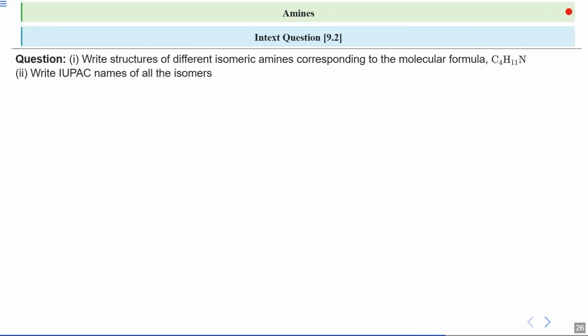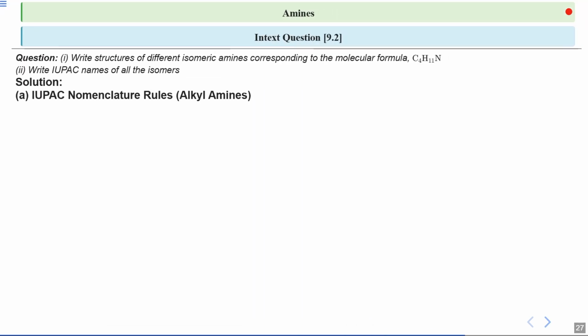Now, in-text question 9.2. You have to write the structures of different isomeric amines corresponding to the molecular formula C4H11N. Okay, and you have to write the IUPAC names of all the isomers. Let's start. So first we will see IUPAC nomenclature rules for alkyl amines.